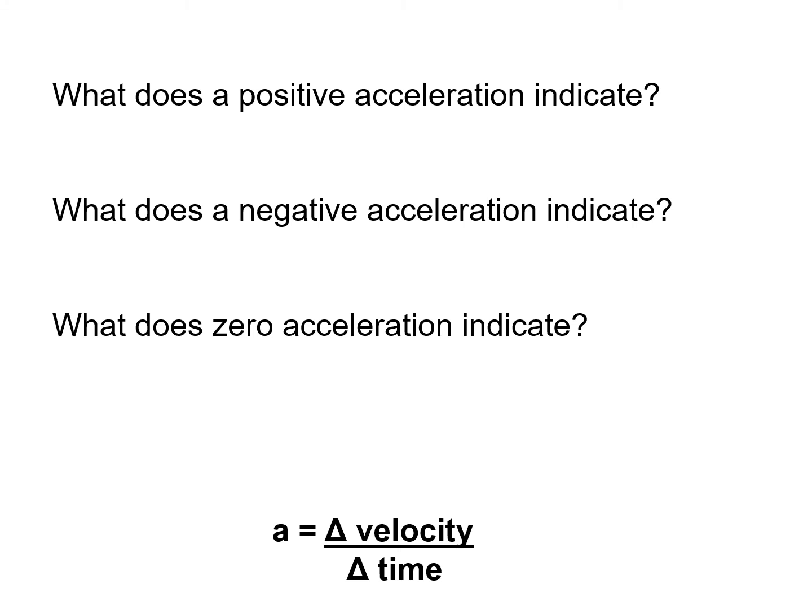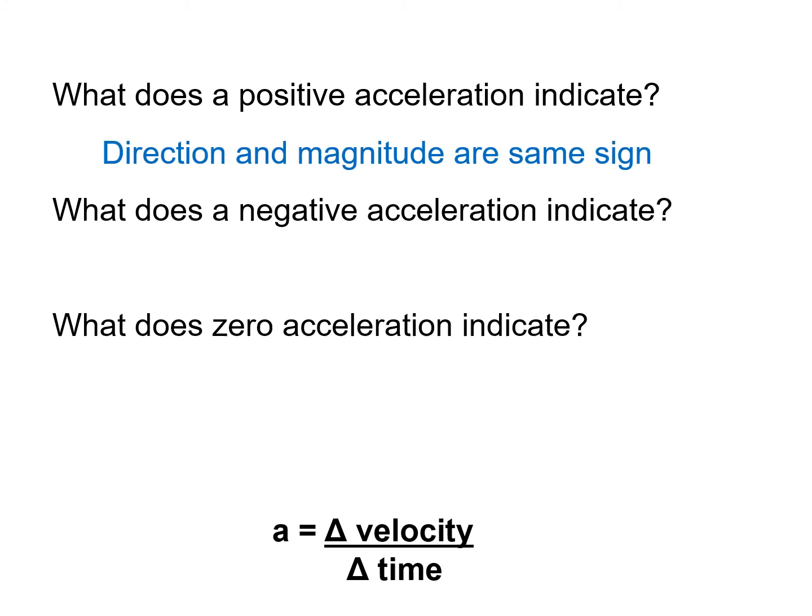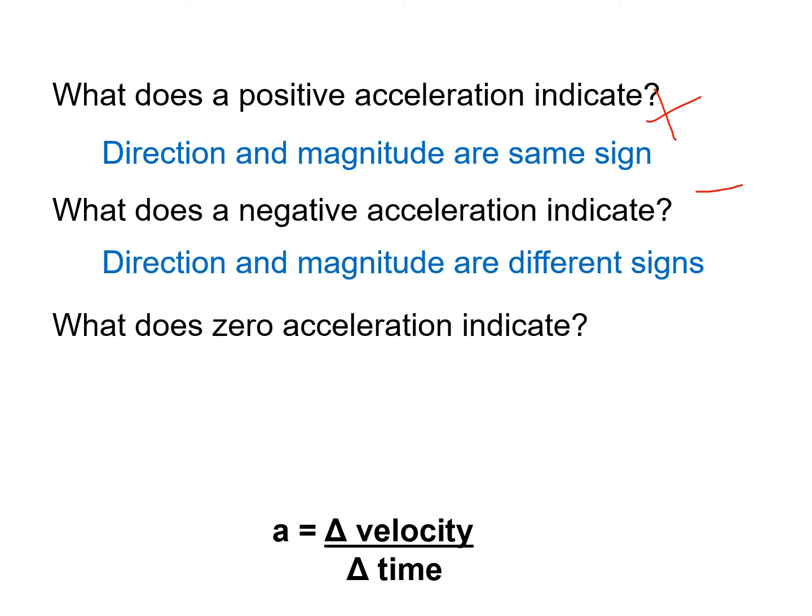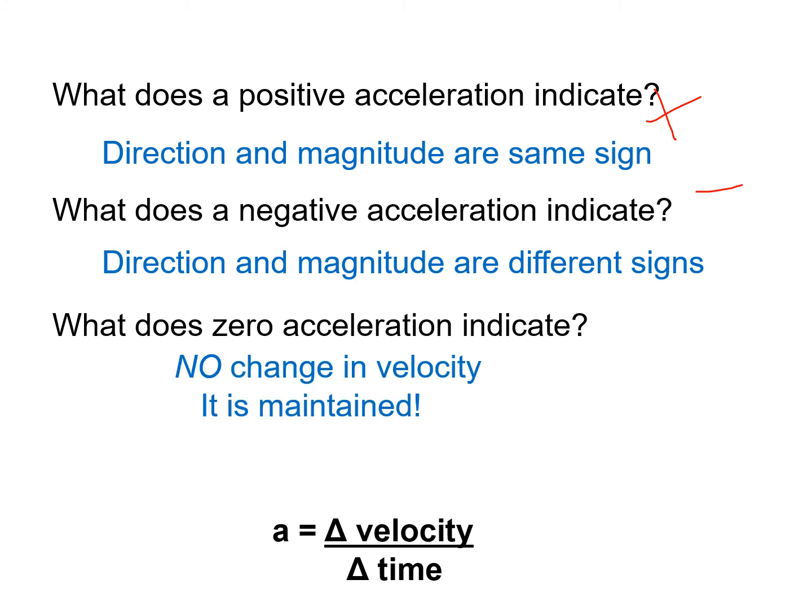So what does a positive acceleration tell us? Direction and magnitude are the same sign. They're either both positive or both negative. What does a negative acceleration tell us? Direction and magnitude are different signs. And zero acceleration indicates no change in velocity.